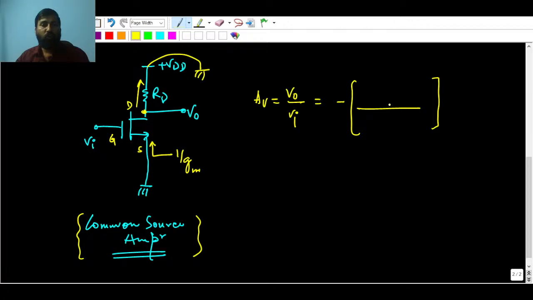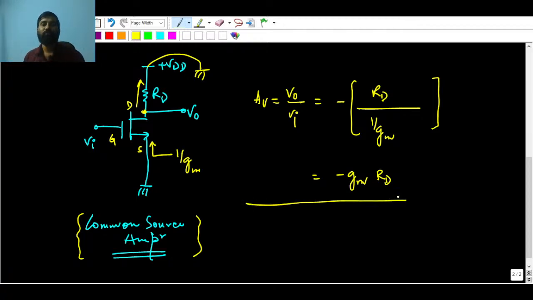Looking at the resistance from the output to the ground, it is RD, and looking at the resistance from the source terminal, it is seen as 1 by gm. So you might have studied that the overall small signal gain of the common source amplifier is minus gm RD when there is no source resistance present. This is without source resistance. See how quickly I have written it.